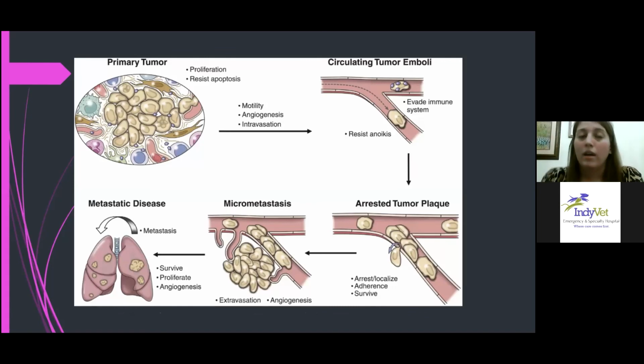This is just a diagram kind of going through that. So primary tumor must leave through various different ways, evade the immune system, exit the circulation at a distant site, form a new mass, and create a measurable mass that can be seen on imaging.